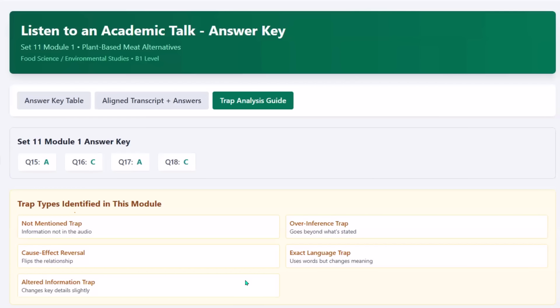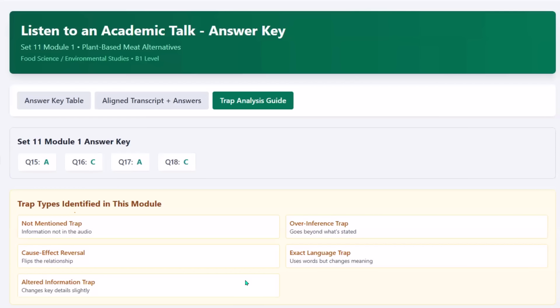I think the only question type that really, really requires more note taking would be the listen to an academic talk. It is hard to maintain all that information for the academic talk in your head. That's difficult to do.